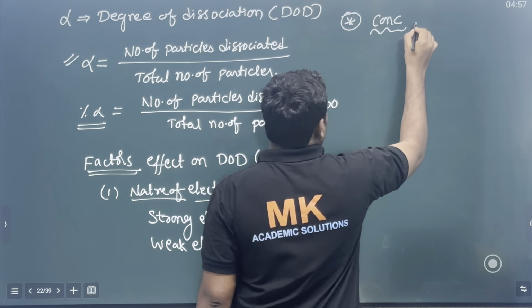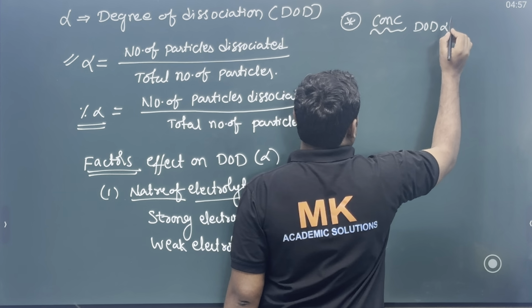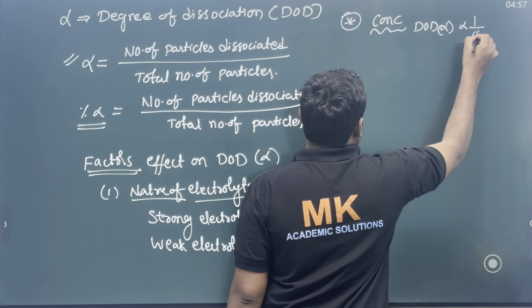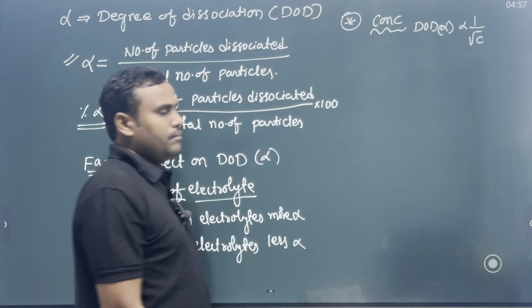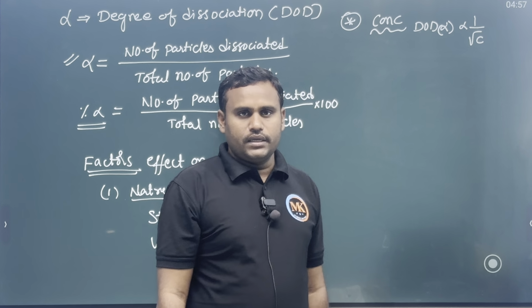So degree of dissociation, alpha, is inversely proportional to the square root of concentration. Means here, concentration increases, degree of dissociation decreases.